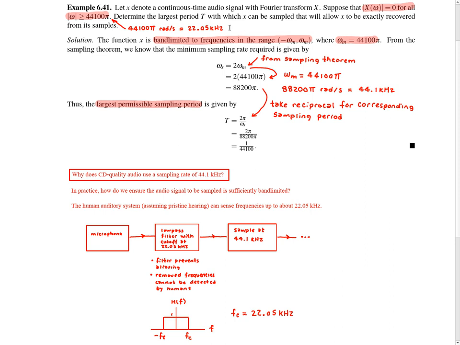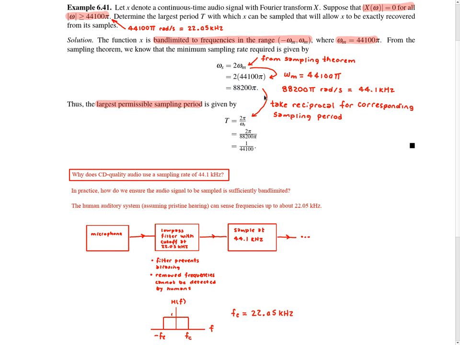The basic approach to take in solving this problem is to use the sampling theorem. So in the problem statement, we're told that little x is band limited to frequencies in the range minus omega m to plus omega m, where omega m is 44,100 pi. So by the sampling theorem, we have to sample at least 2 times omega m. So if we substitute in the value for omega m here and multiply by 2, we get 88,200 pi, which by the way is 44.1 kilohertz.